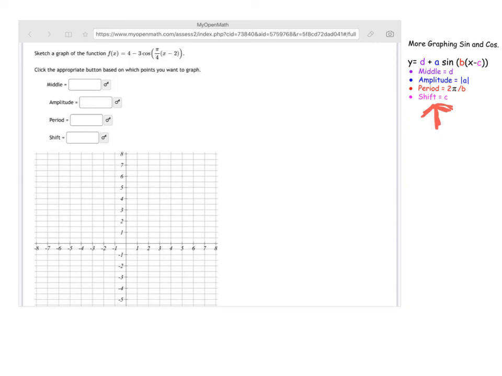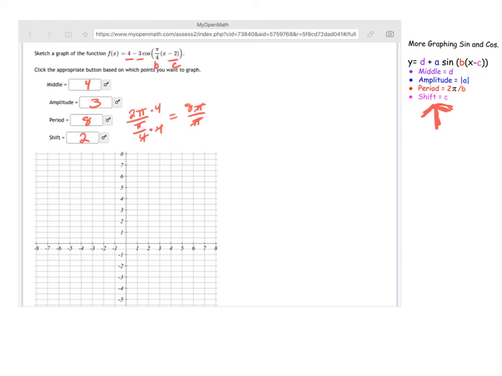Now, if I want to simplify this, I'm going to first clear the fraction by multiplying the top and bottom both by 4, which will give me 8 pi over pi. Then the pi's cancel out, and I'm left with a period of 8. My c value here, now remember, if it's negative, that means I shift it to the right, which means my shift is a positive 2.